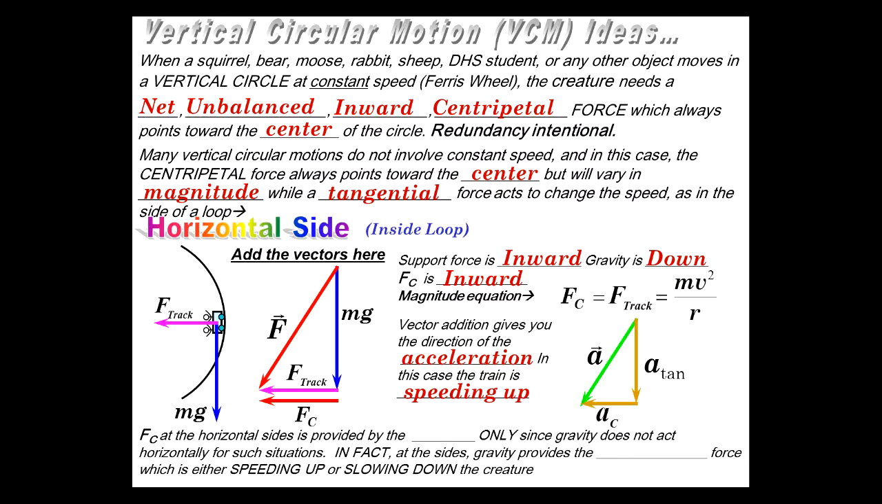So Fc, centripetal force, at the horizontal sides is provided by the track, and that's it, since gravity does not act horizontally in this particular position. So at the sides, gravity provides the tangential force to either speed up or slow down the object. And that is the physics of the horizontal side. And now we're going to migrate to other positions in the vertical circle.